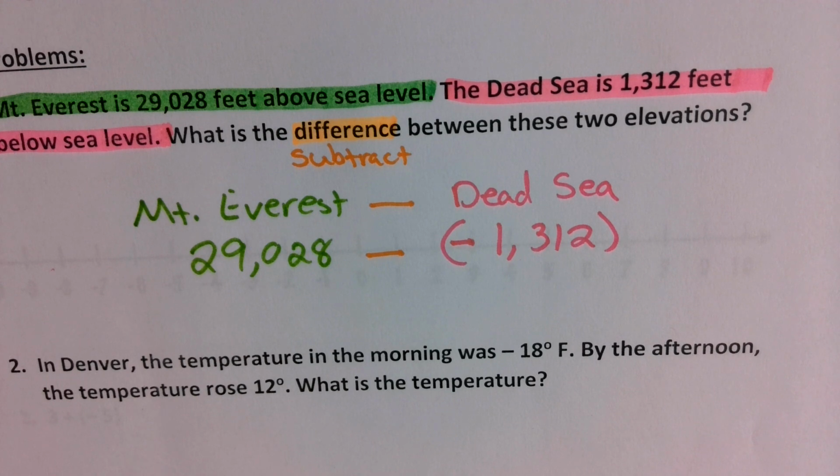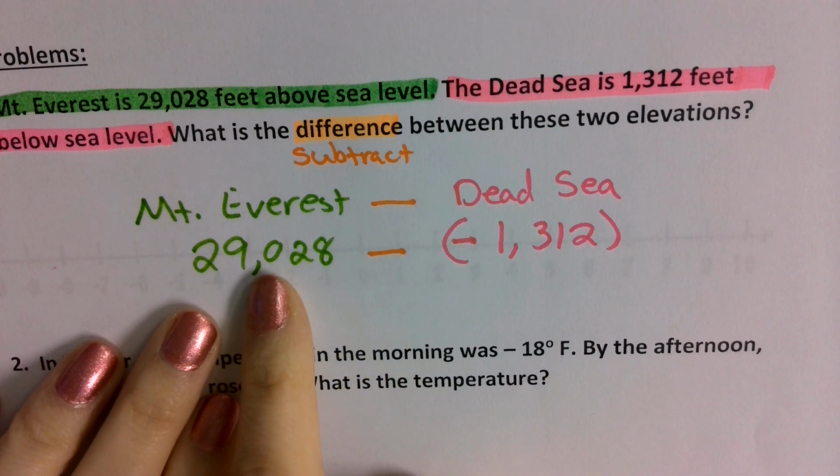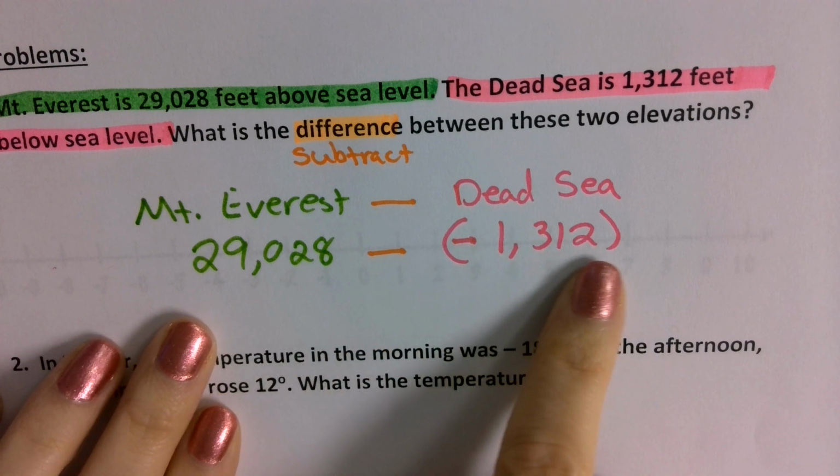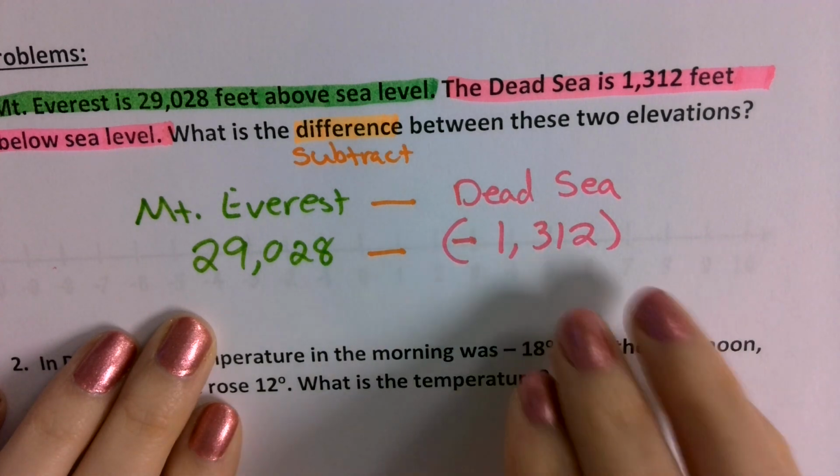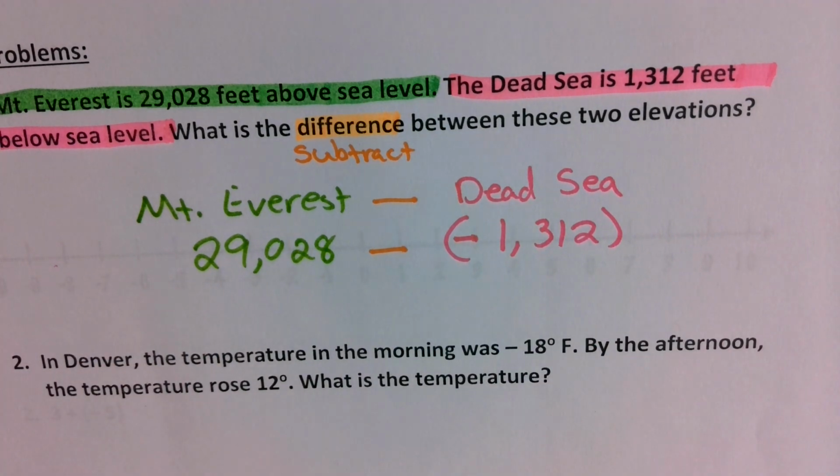That is the number one biggest mistake that I see students make, that they just do 29,028 and then they subtract 1,312. But this is not 1,312. This is negative 1,312. So you need to make sure that you include the negatives. Students drop their negatives all the time when it's subtraction problems. Don't make that mistake. All right.